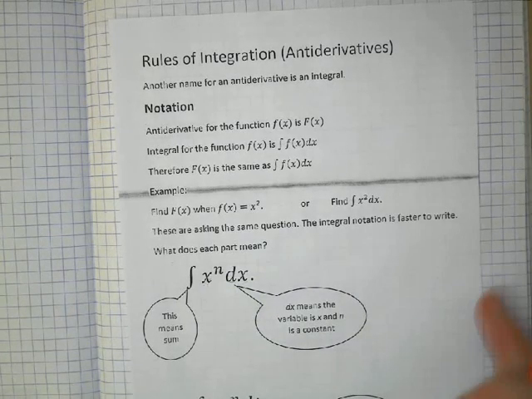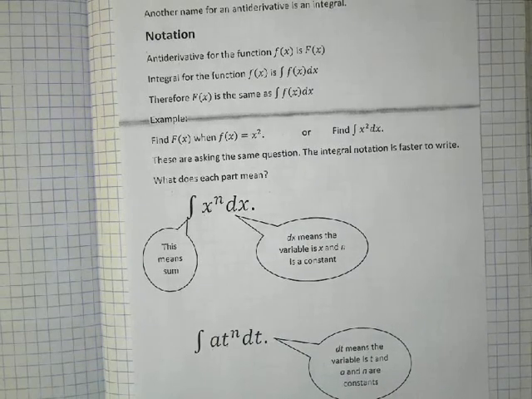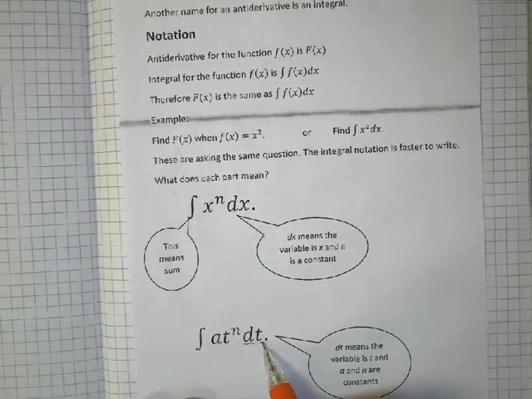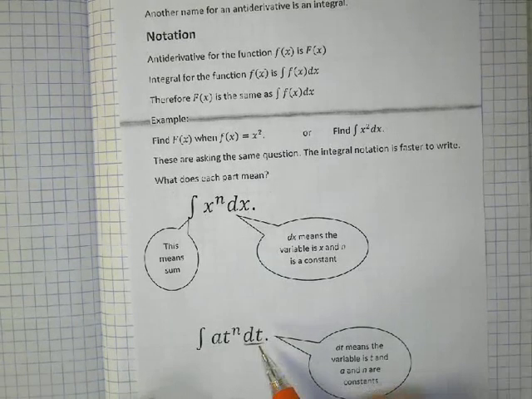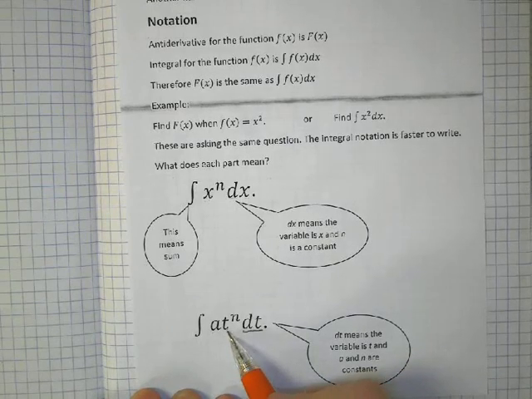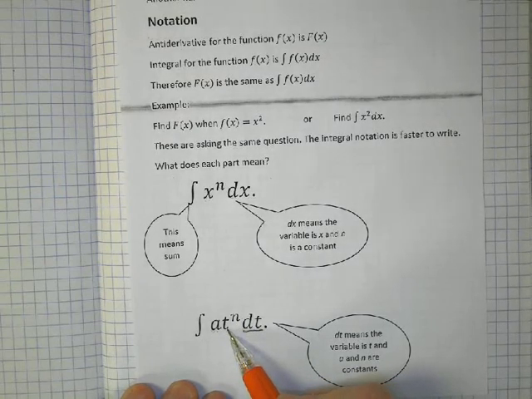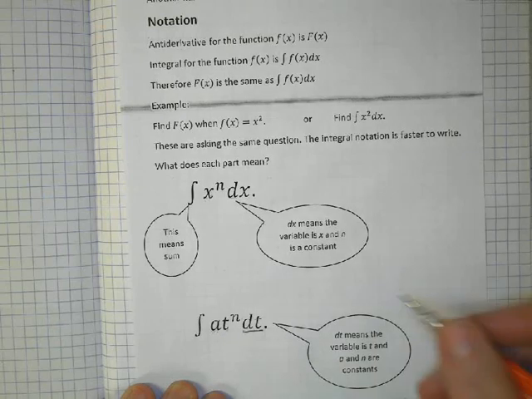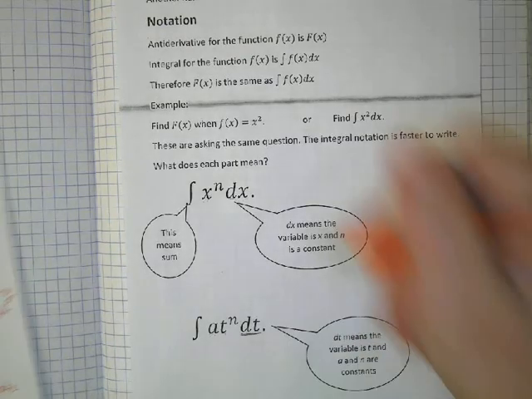In this one, notice I have 3 letters. So which one is the variable? The dt tells me which one is the variable. So the variable is t. We're going to take the integral with respect to t. So a is going to be a number, n is going to be a number. For example, like 3t to the 5th power. These are going to change to numbers. The t is still going to be a letter. It's still your variable.